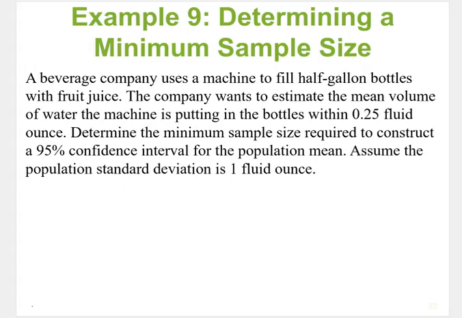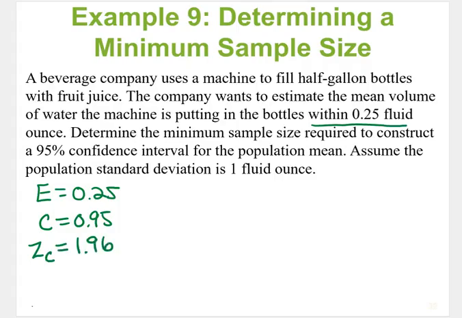All right, so here is another example if you would like to give it a try. Let's write down all the information we need. We're filling half-gallon bottles. The company wants to estimate the mean volume of the water within, there is our margin of error, so our E is 0.25. Our confidence level is 95%, which means my Z, my critical value, would be 1.96. Determine the minimum sample size required to construct that 95% confidence interval. Assume the population standard deviation is 1 fluid ounce. So my standard deviation is 1.